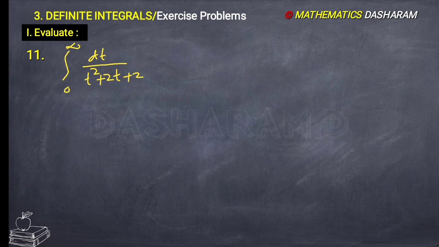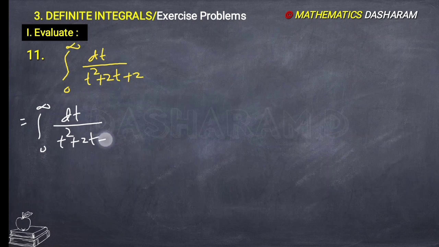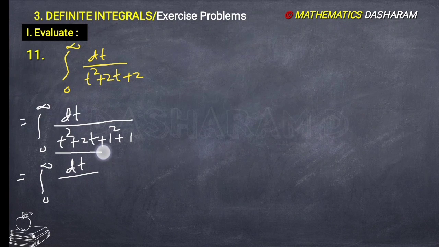11th question, integral 0 to infinity dt by t square plus 2t plus 2. So it equals integral 0 to infinity, t square plus 2t plus 2 we can write as 1 plus 1, and here 1 can be written as 1 square. So it equals integral 0 to infinity dt by a square plus 2ab plus b square, which equals a plus b whole square. So then t plus 1 whole square plus 1.